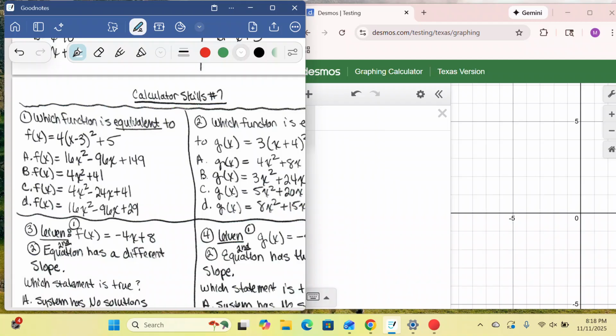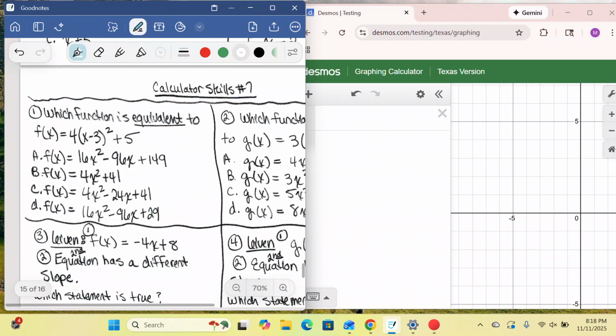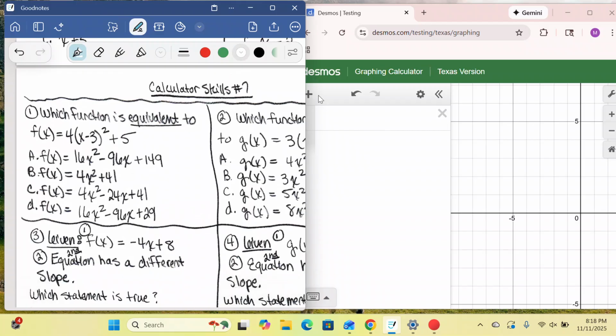We're going to start off with the first question. Given the function, which function is equivalent to f of x equals 4 open parentheses x minus 3 quantity squared plus 5, and then the assessment is going to give you four answer choices: letter A, letter B, letter C, and letter D. This looks like a more complicated one, but it really is super simple.